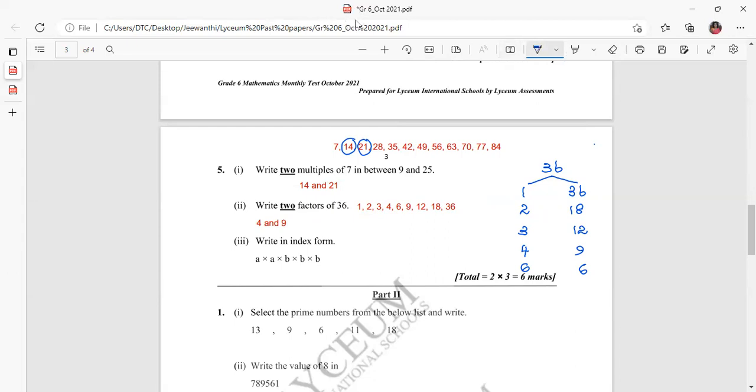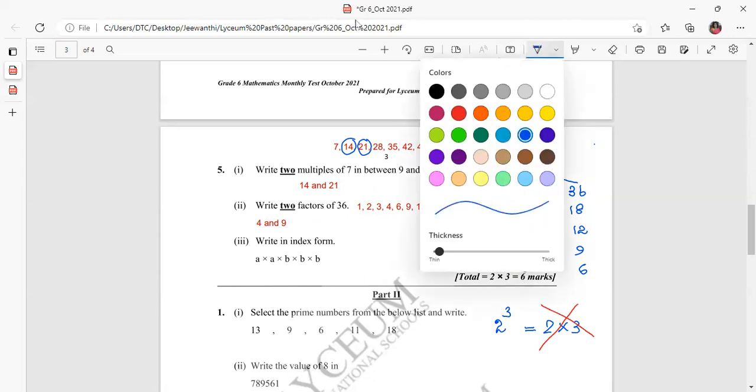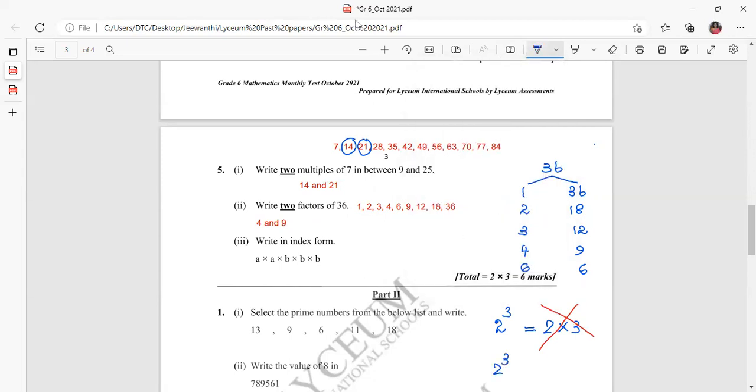Children, I want to explain you something when it comes to the index form. Let's say you have a number 2 to the power 3. Now, does this mean 2 multiplied by 3? No, right? It is wrong, right? You know this is wrong. What is the correct one then, children? If you have 2 to the power 3, what does that mean? You multiply 2 3 times. Why you multiply 2 3 times?